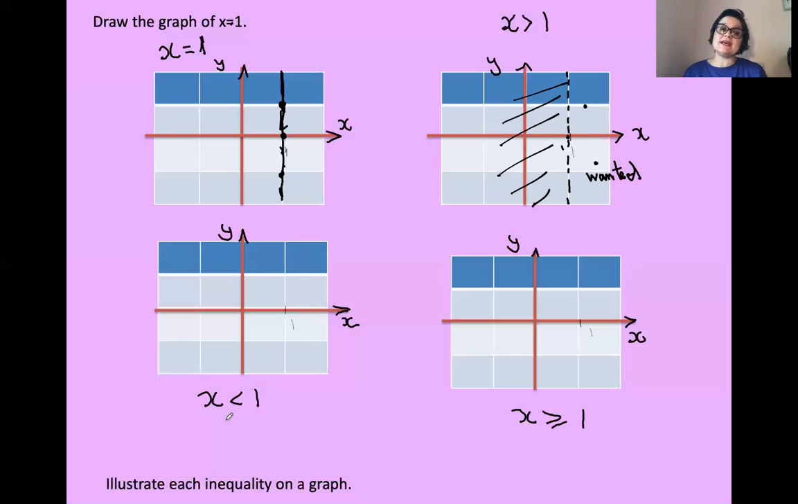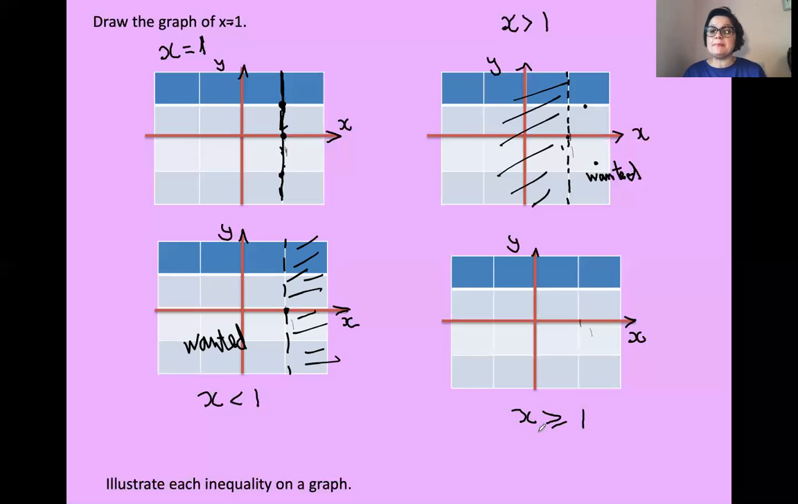Right, the next one is x smaller than 1. Again, for x smaller than 1, we need to draw a dotted line because it's smaller than 1. And of course, the wanted area is going to be the left-hand side. This is the wanted, which means we are going to shade the unwanted. You can use any color pen, any highlighter to shade the unwanted area.